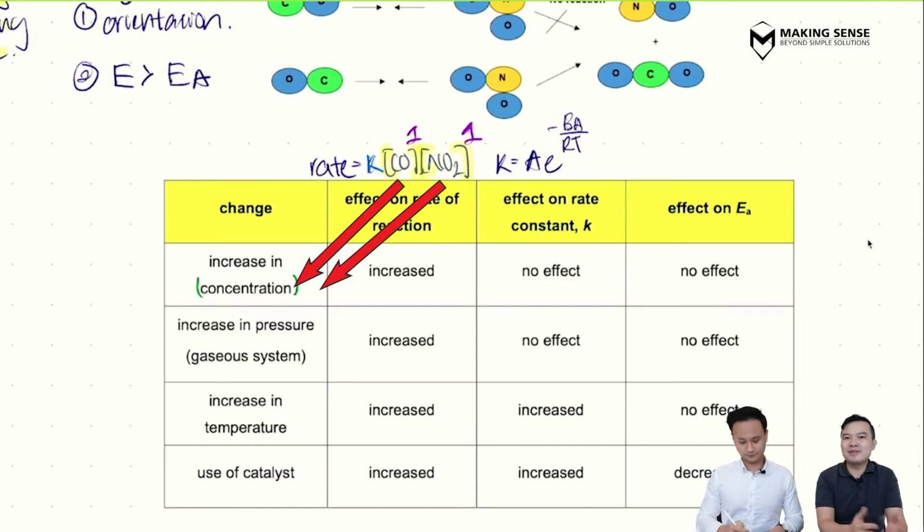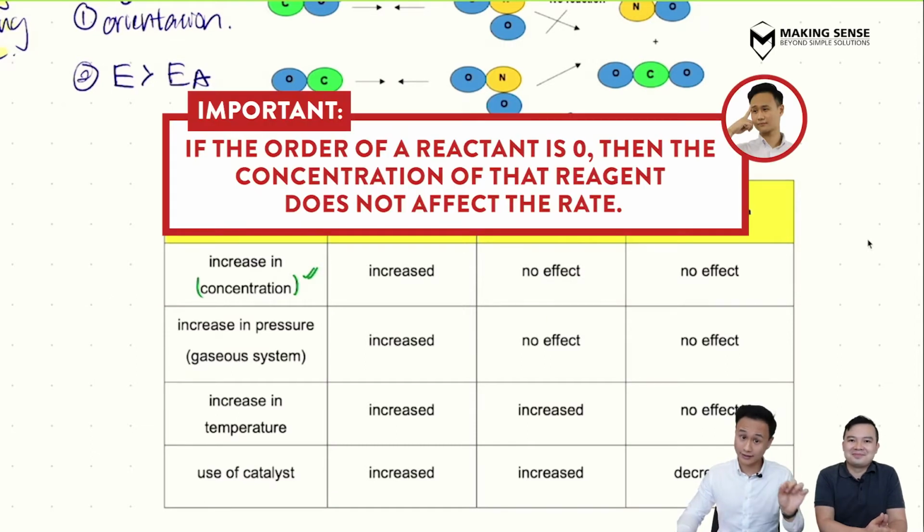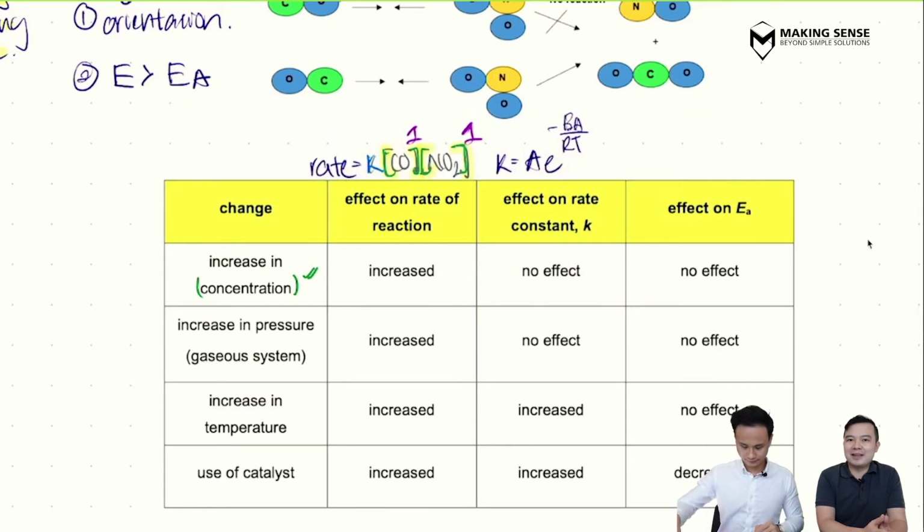One small thing that's important is that not every reactant will affect the rate. For certain reactants, the rate is not changed at all. Why is that so? The order of reaction. If the order of reaction with respect to that reactant is 0, then no matter how much I increase its concentration, my rate doesn't change. So we say that the rate is independent of that particular reactant.